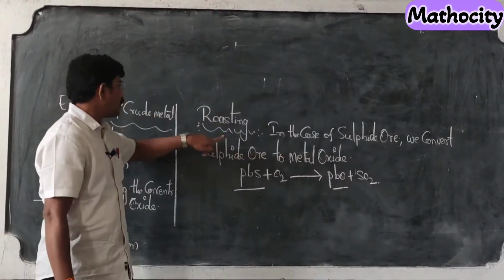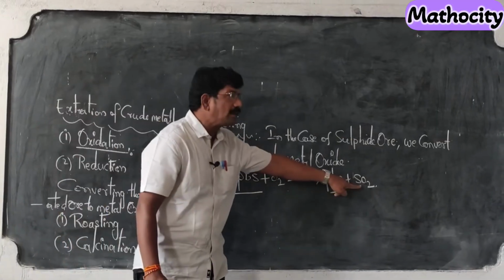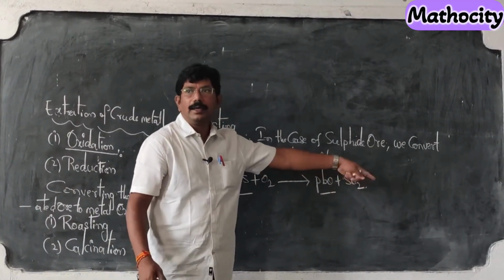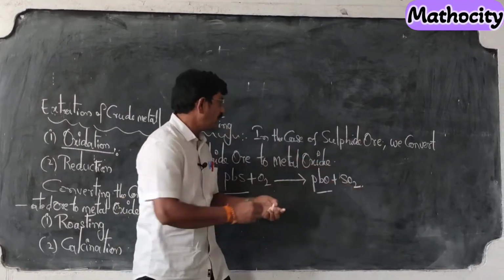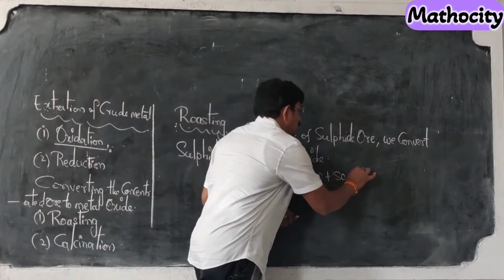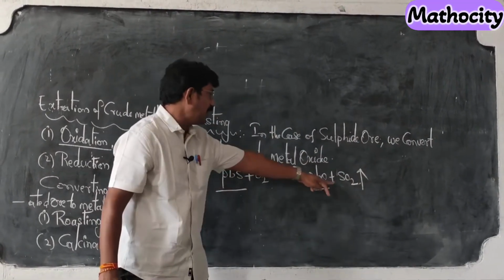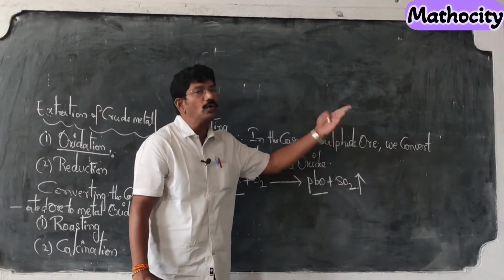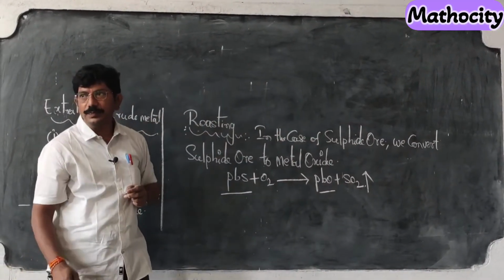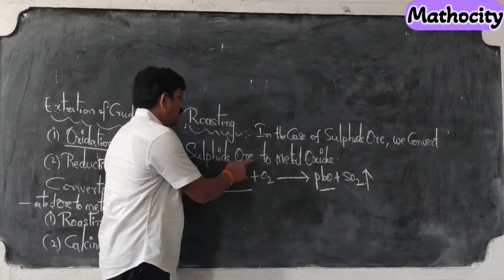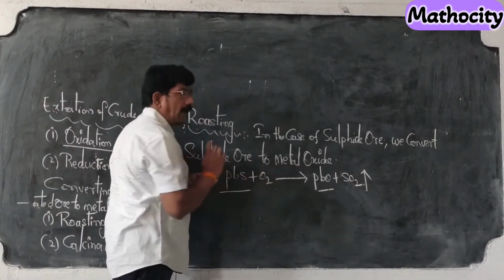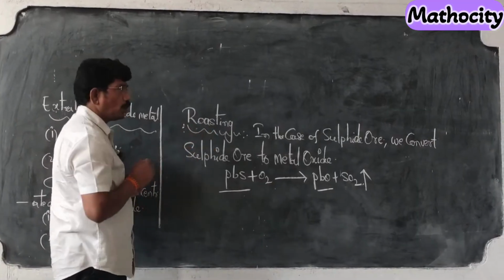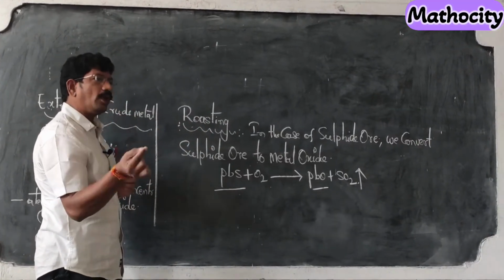So in the roasting process, what you will get? You will get sulfur dioxide gas as an impurity. Are you clear about that one? Sulfur dioxide gas is removed here. If any sulfur is present as impurity, that is removed as sulfur dioxide. Okay, so this sulfide ore is converted to metal oxide. So this process is known as roasting. Roasting is a pyrochemical process.